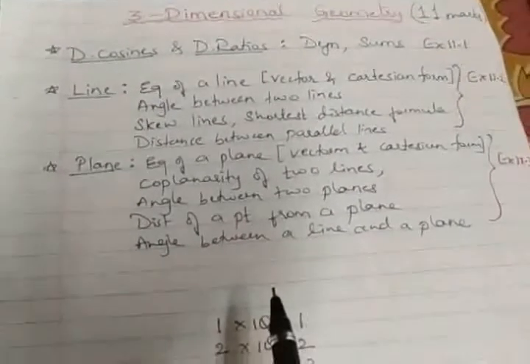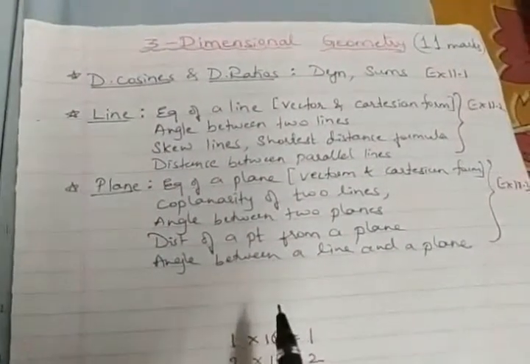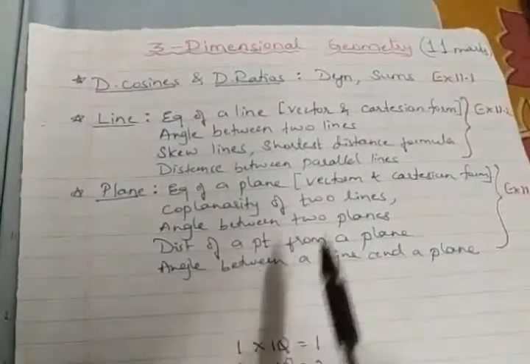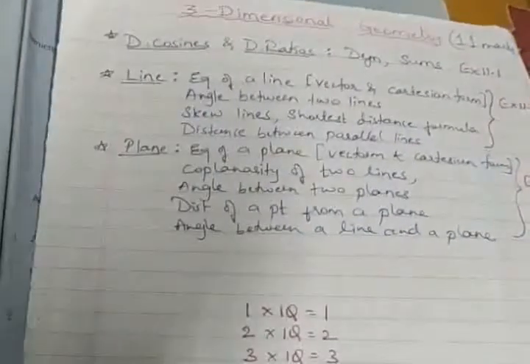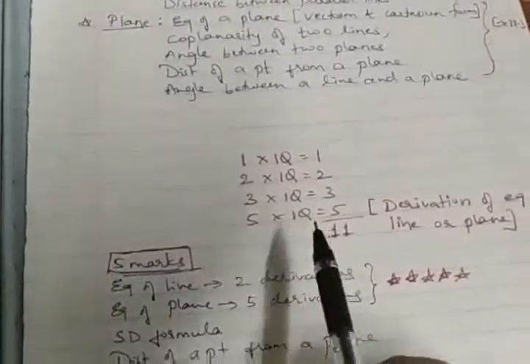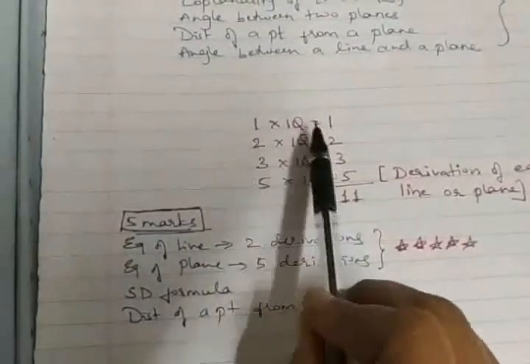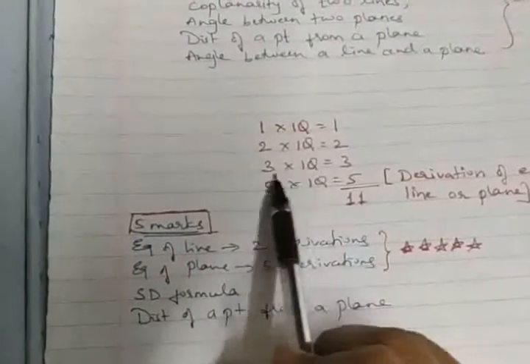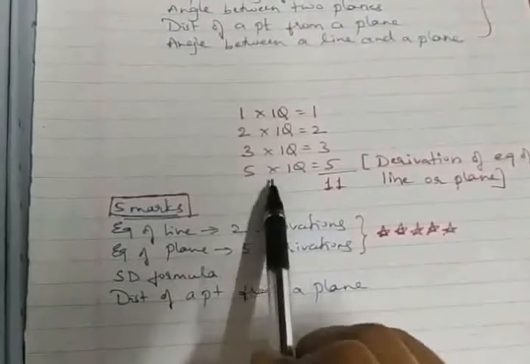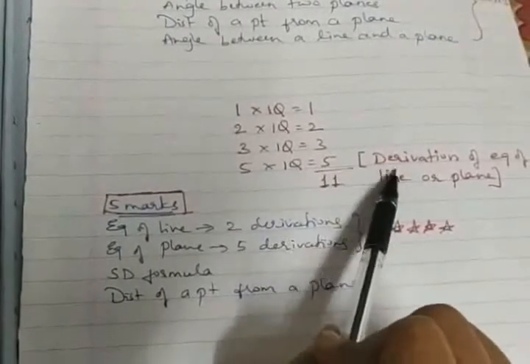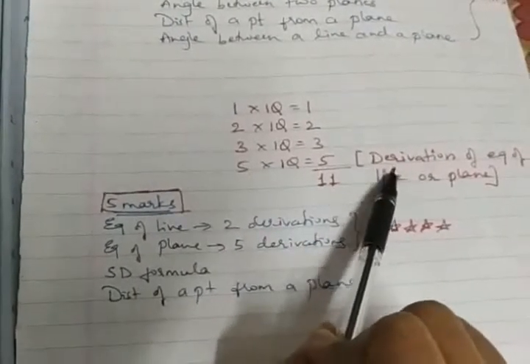Welcome back, and today we'll discuss three-dimensional geometry from the examination point of view, the important questions. In my first video, in the introduction part, I gave you an idea that three-dimensional geometry carries 11 marks. With respect to the question paper pattern, there is 1 question for 1 mark, 1 question for 2 marks, 1 question for 3 marks, and 1 question for 5 marks. This 5 marks question will be given from Section D, and we expect the derivation part only.